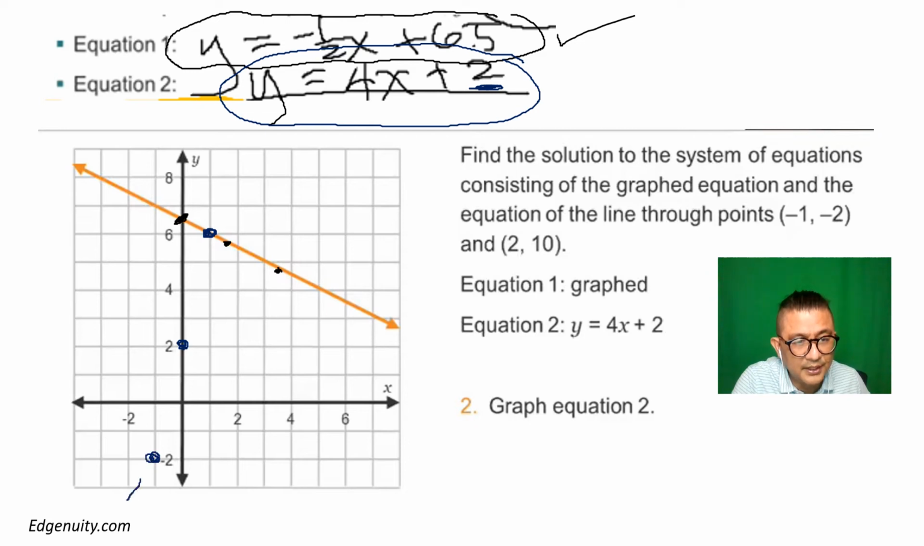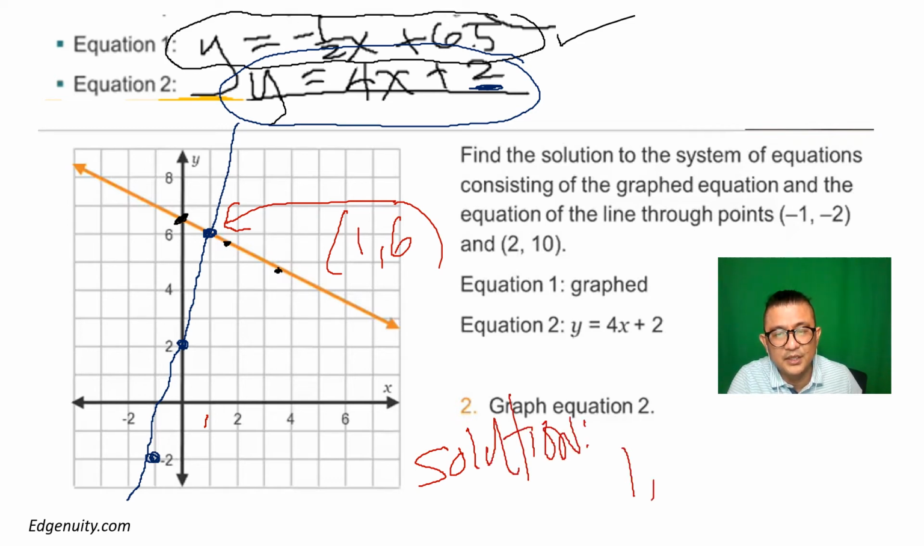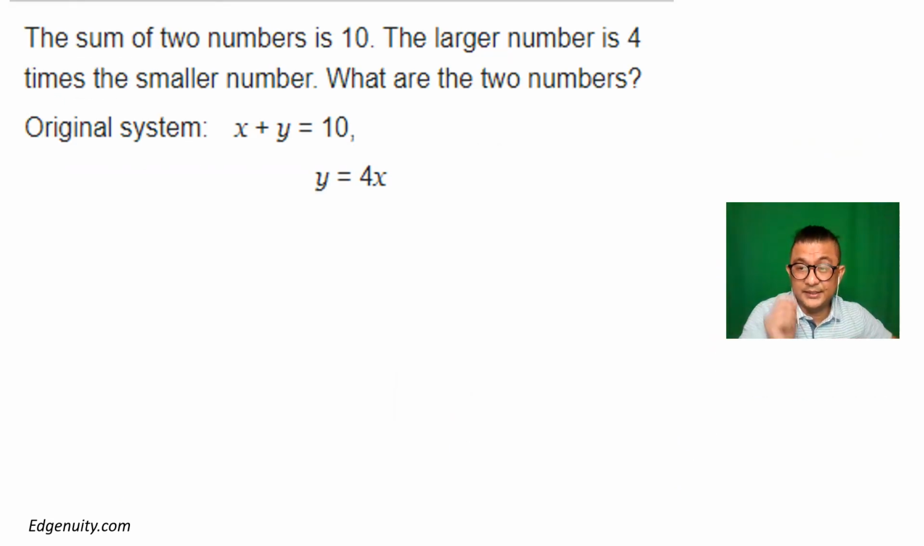So that blue line, when connected, will be somewhat like that. And you already see where they touch. Where is the intersection? That's the intersection. And how do I name this? This point is named as, what is this? 1, comma 6. So the solution is 1, comma 6. Got it? Good.